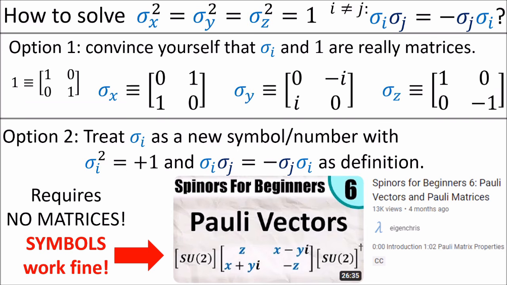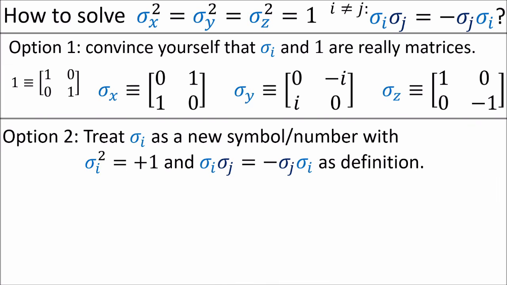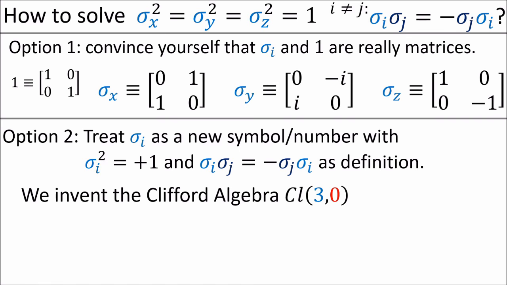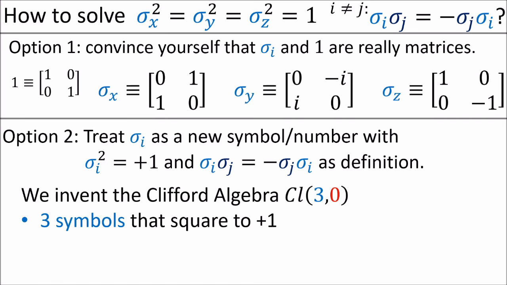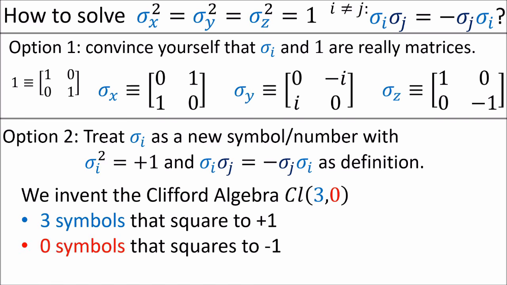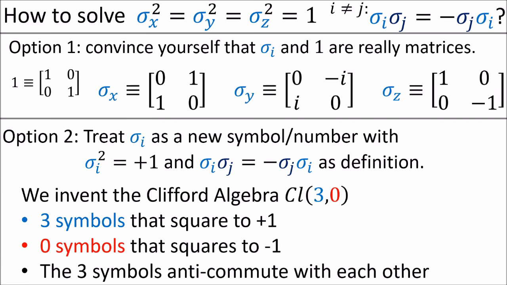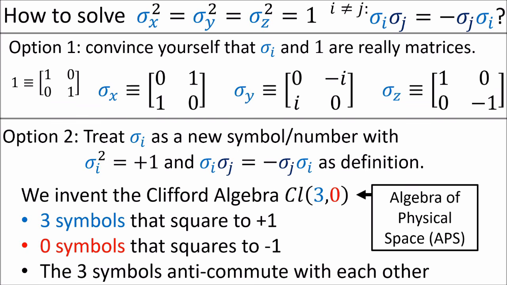Again, the sigmas only approach is seen as simpler because we can get all the same results without worrying about matrices. This gives us the Clifford algebra CL30 because we have 3 symbols that square to +1 and 0 symbols that square to -1. And the 3 symbols also anti-commute with each other. This is also called the algebra of physical space.